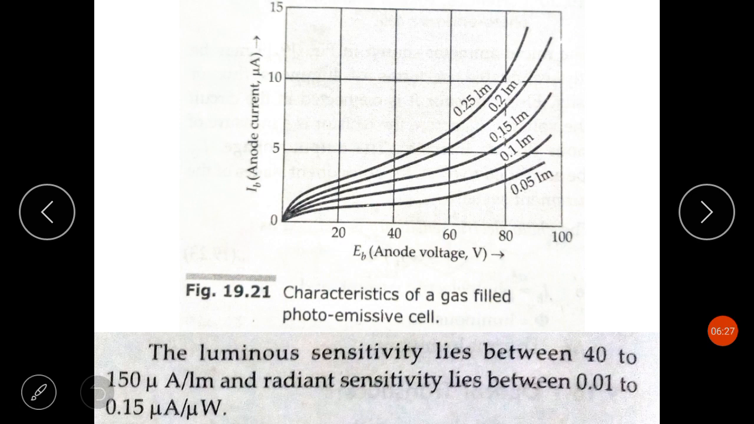Because of that, the gas filled photoemissive cell is providing a gain over the vacuum type photoemissive cell. The sensitivity is increased because the photoelectric current is increased. So the luminous sensitivity gets increased, and it falls in the range of 40 to 150 microampere per lumen.